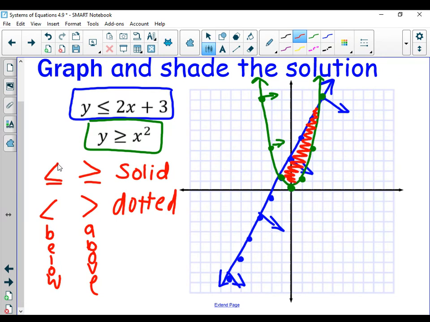If you are someone that has chosen to shade both equations, that's totally fine. Just make sure where they intersect is really dark. And if you're still not sure about that, draw an arrow to that spot and say my solution. Okay? Don't leave any kind of guessing there.